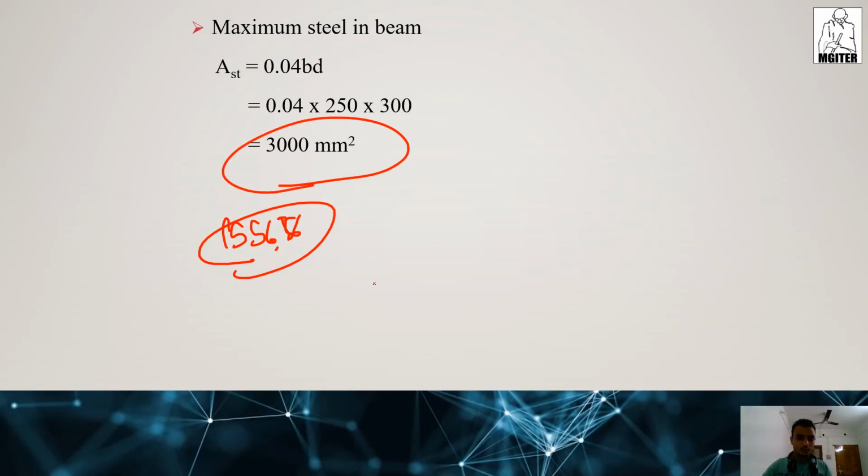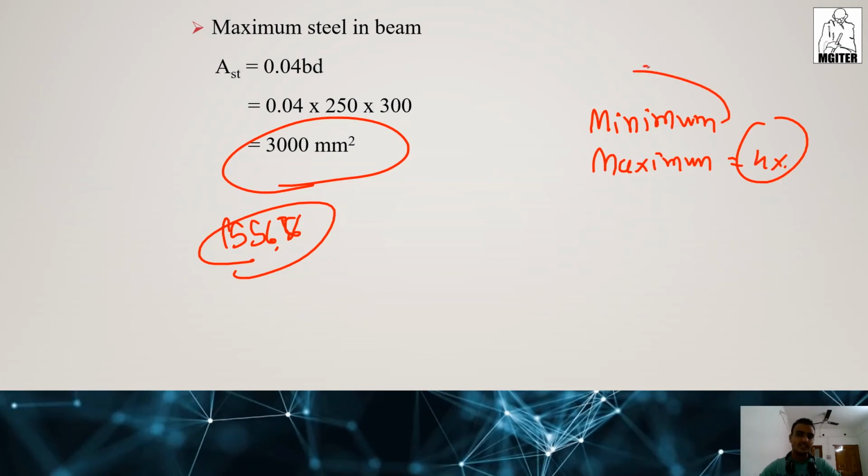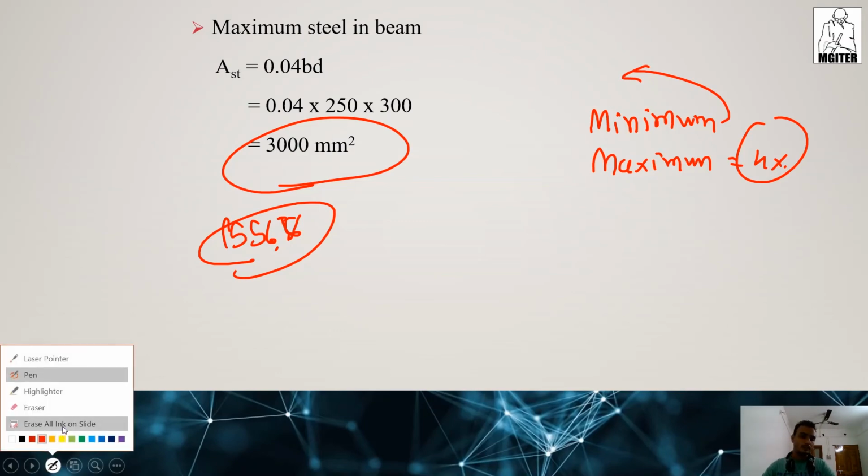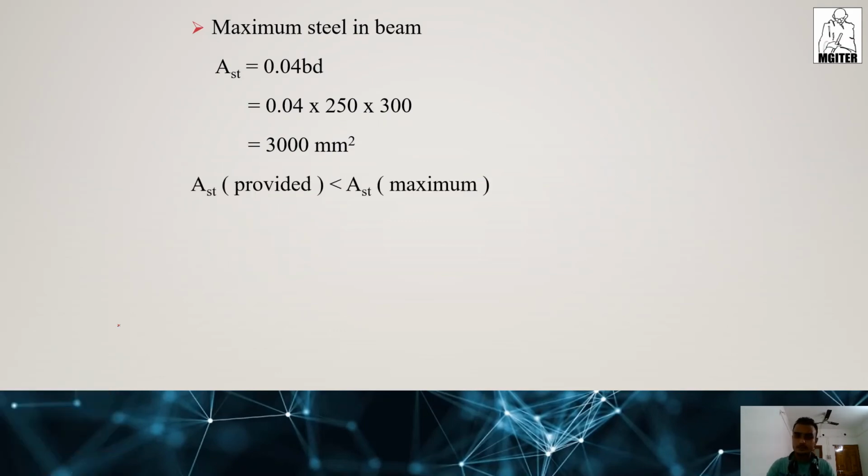Remember, if you design a structure, you cannot provide a beam with less than the minimum or more than the maximum. Maximum is 4%, and minimum is by the equation which we learned earlier. So remember both of these things, so your structure is safe.